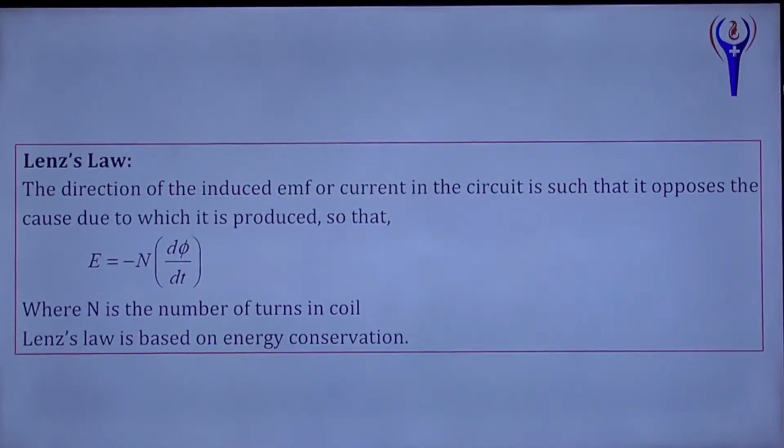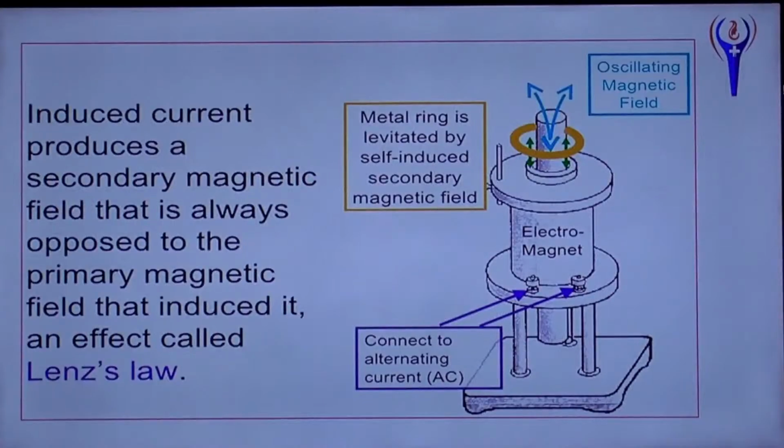Here n is the number of turns of the coil, and Lenz's law is based on energy conservation. How is it energy conservation? Magnetic energy is converted into electrical energy, the energy stored in magnetic form is converted into electrical energy. That is conservation of energy. And this is Lenz's law. A metal ring is levitated by a self-induced secondary magnetic field, and it opposes the cause in this. That is the Lenz's law demo.